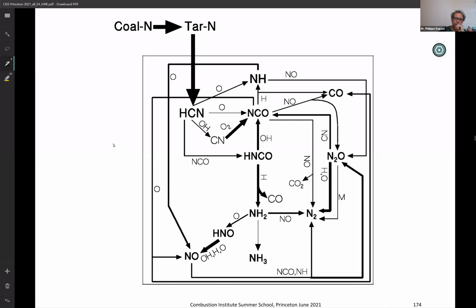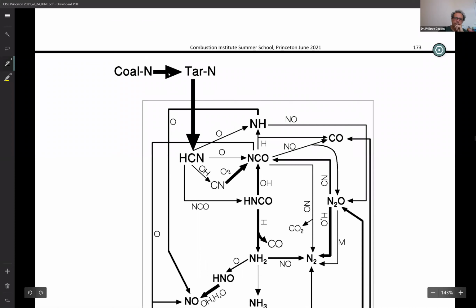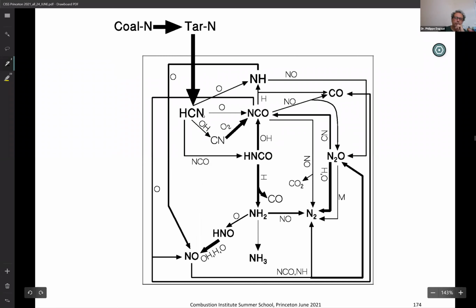So once you get tar nitrogen from coal, tar nitrogen will produce HCN, and then you have the mechanism of oxidation of HCN here. HCN is oxidized by reactions with O atoms to produce NH or NCO, or it can produce CN by oxidation of OH, followed by reaction with molecular oxygen to form also NCO. And NCO can react with HCN to produce HNCO.